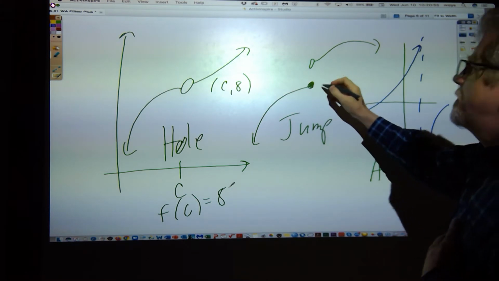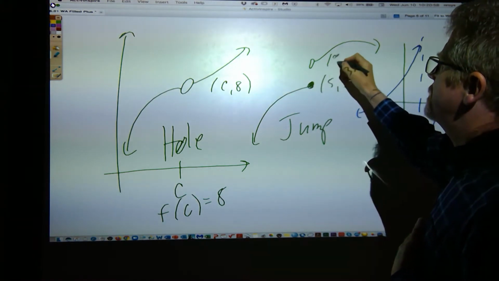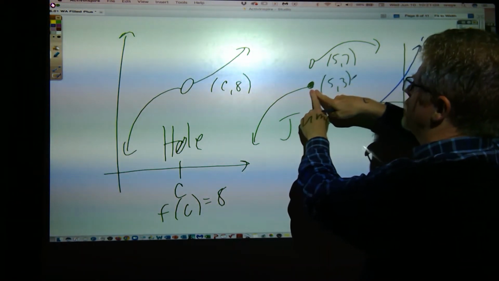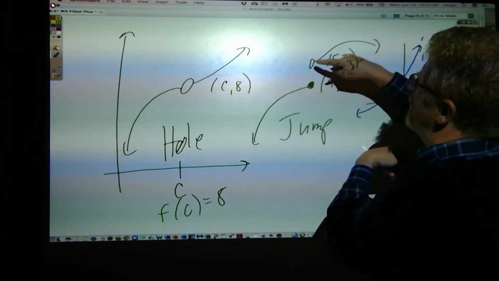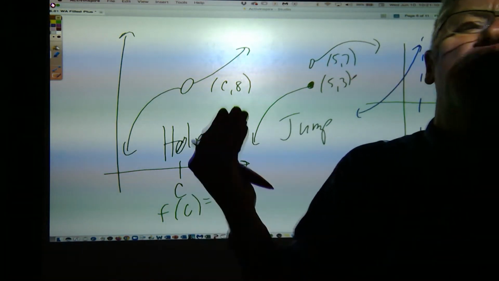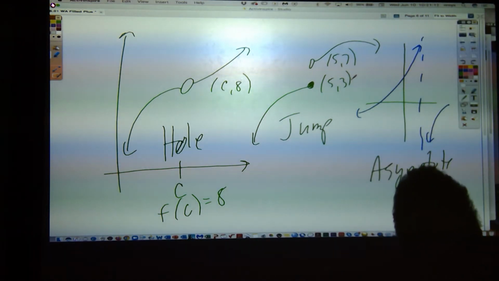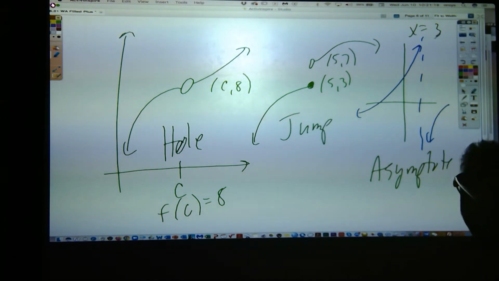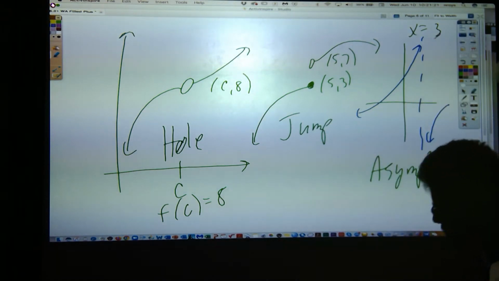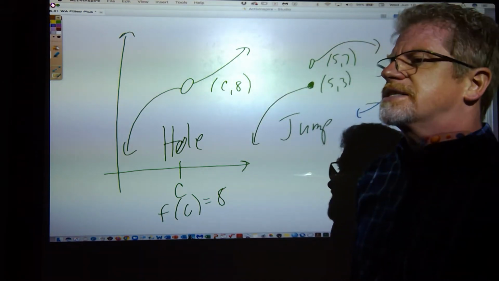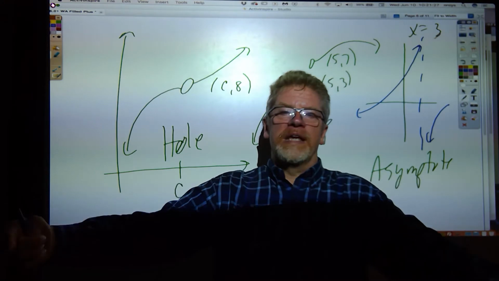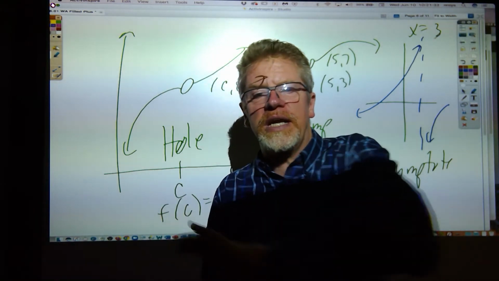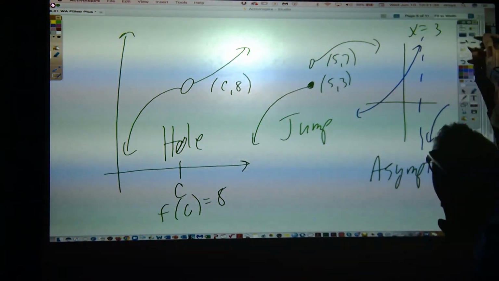Suppose this is the point 5 comma 3 and this is the point 5 comma 7. There's no way to redefine f of 5. F of 5 is 3. If you redefine it and say f of 5 is 7, you still have a jump. That doesn't fix it. It's non-removable. Suppose this is x equals 3. You can't redefine f of 3 to make the discontinuity go away. So the only type of discontinuity that is removable is a hole. A jump is a non-removable discontinuity, and an asymptote is a non-removable discontinuity. So that's what that was all about.